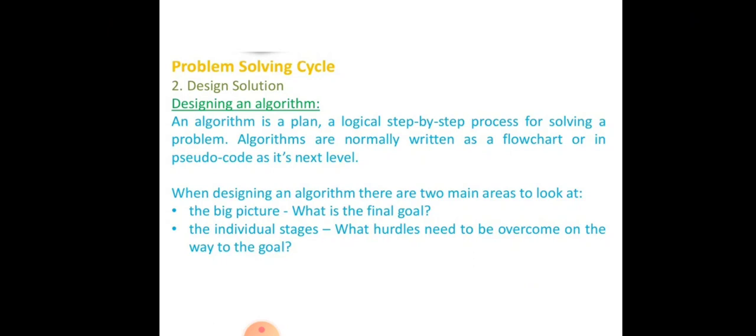So when designing an algorithm, there are two main areas to look at: the big picture, what is the final goal, meaning what output we want, and what hurdles need to be overcome on the way to the goal, meaning what hurdles we have to cross to achieve that goal. These are the main designing areas of the algorithm. So this is all about problem solving, the design and the analyze phase.